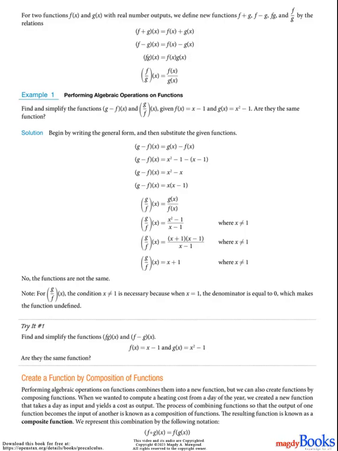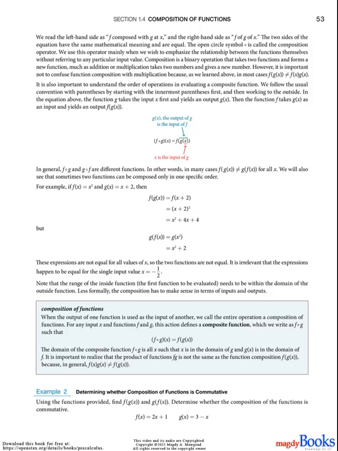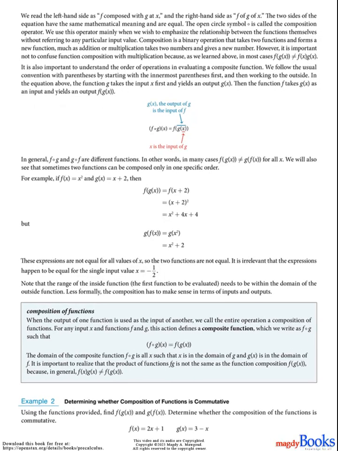We represent this combination by the following notation. (f ∘ g)(x) = f(g(x)). We read the left-hand side as f composed with g at x, and the right-hand side as f of g of x. The two sides of the equation have the same mathematical meaning and are equal. The open circle symbol, ∘, is called the composition operator.